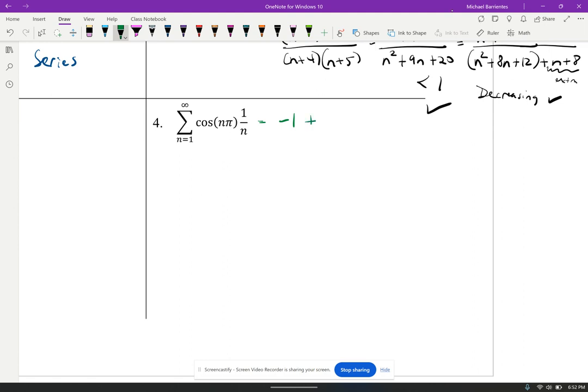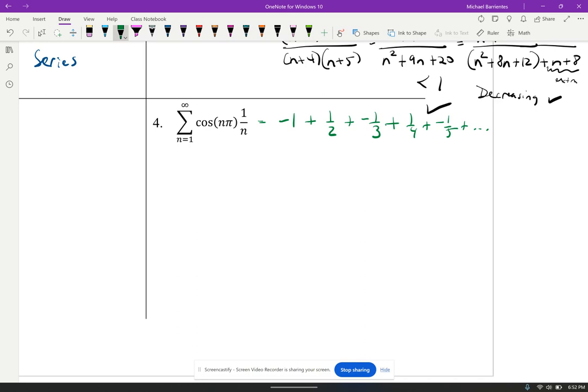Plus, substitute 2. 2 would be 2 pi. Cosine of 2 pi, that's +1. And when I substitute 2 in here, that's 1/2. Oh, look at this. Plus, substitute 3. That would be cosine of 3 pi. That's -1 times 1 over 3. So that's -1/3. Plus 1/4 plus -1/5 plus yada, yada, yada.